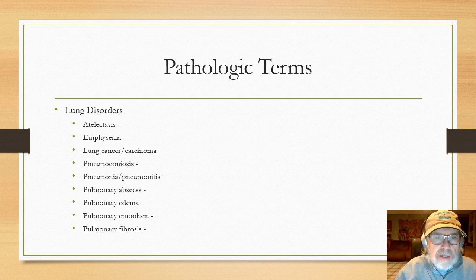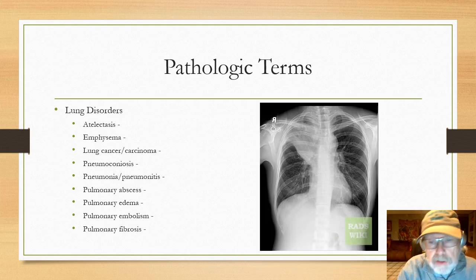Okay, let's now talk about some pathological terms in regards to lung disorders. And the first one I want to mention is something called atelectasis. A means without, tel means complete, and ectasis means dilation or stretching out. And this is what happens sometimes in the lungs.